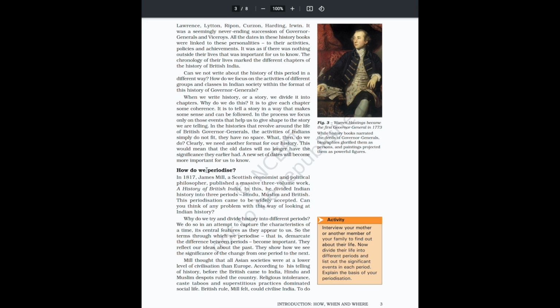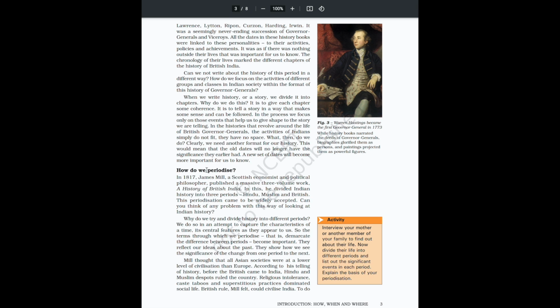Can you think of any problem with this way of looking at Indian history? Why do we try and divide history into different periods? We do so in an attempt to capture the characteristics of a time, its central features as they appear to us. So the terms through which we periodize, that is, demarcate the difference between periods, become important. They reflect our ideas about the past. They show how we see the significance of the change from one period to the next.